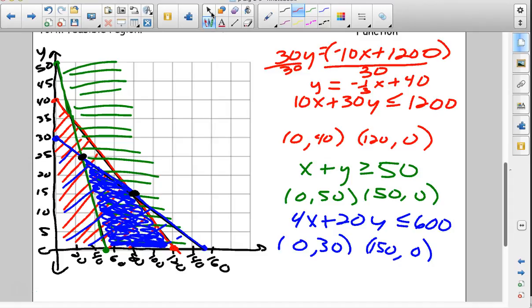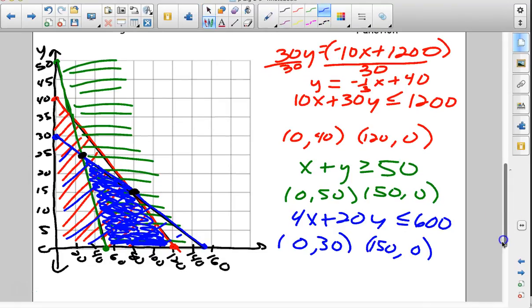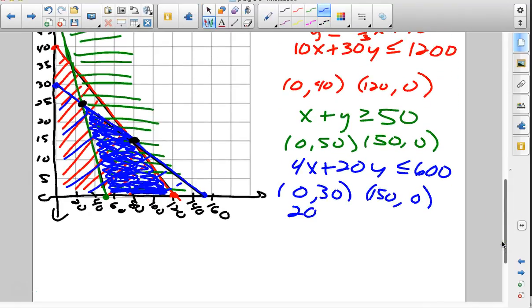And then my blue equation, down here, we would subtract 4x from both sides. And divide by 20.